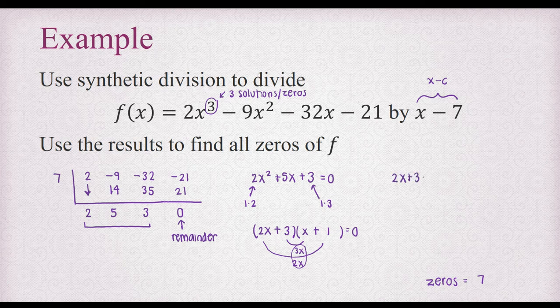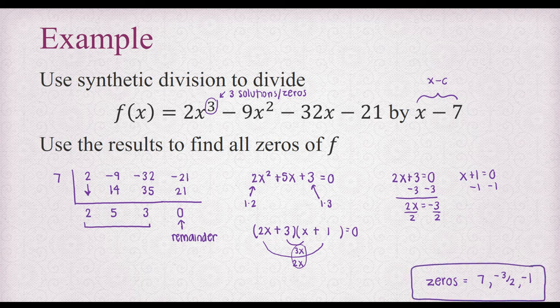And so now I can set each of those factors equal to 0 to finish the rest of my problem. So I'm going to subtract 3 from both sides. That gives me 2x equals -3. I'll divide everything by 2. And so another 0 is -3/2. Over here, all I have to do to get x by itself is subtract 1. And so -1 is my third and final 0. So once again, the polynomial is degree 3, so I should have 3 zeros. We were able to see that we're dividing by a factor that gave us that remainder of 0, which allowed us to continue solving.